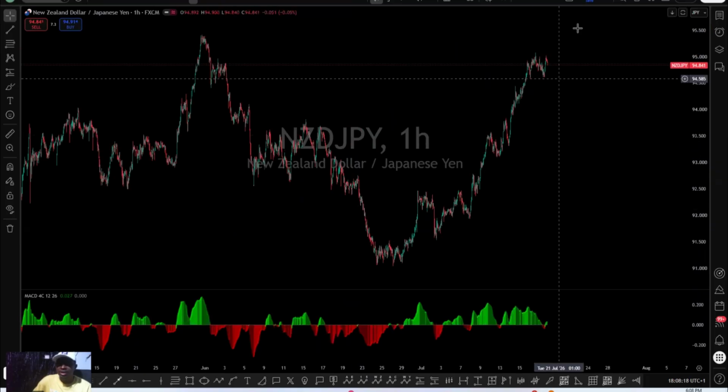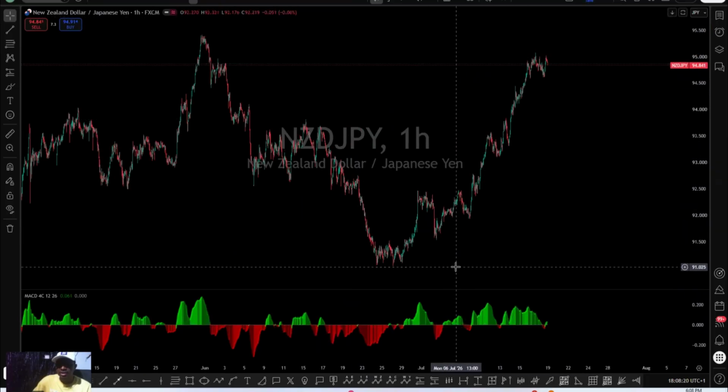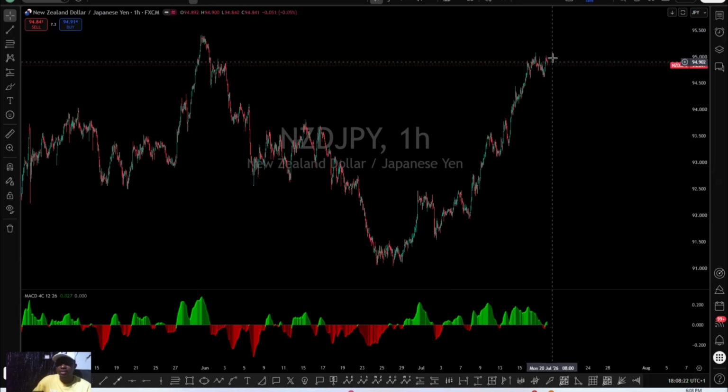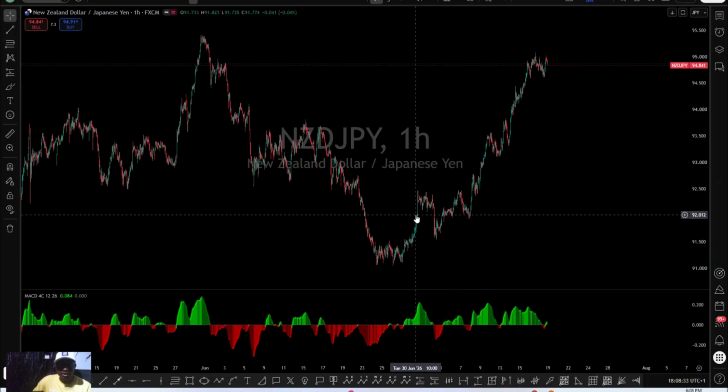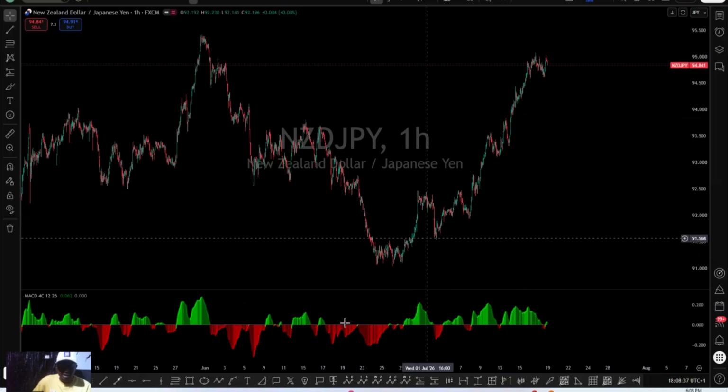Okay, the big opportunity has already happened. You can see from 91 down there, and then prices are around close to 95, or even has touched 95 before we are seeing this corrective structure. So that's about 4 yen appreciation of the New Zealand dollar as against JPY.